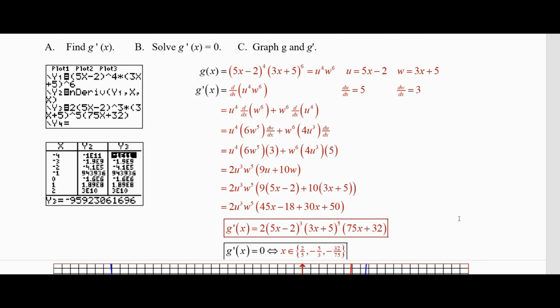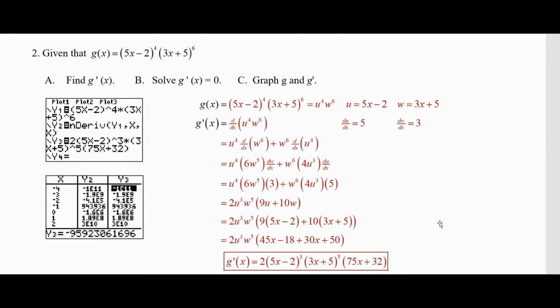With that in factored form, it's real easy to see when g of x is 0. It's when each of these factors is equal to 0. 5x minus 2 is equal to 0 when x is 2/5. 3x minus 5 is equal to 0 when x is negative 5/3. And 75x plus 32 is equal to 0 when x is negative 32/75.